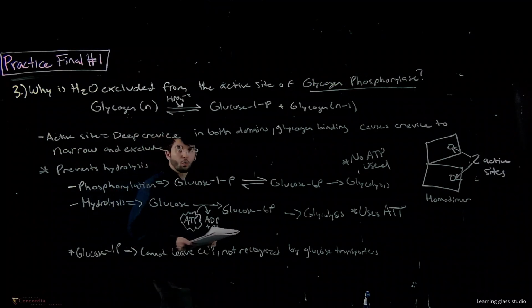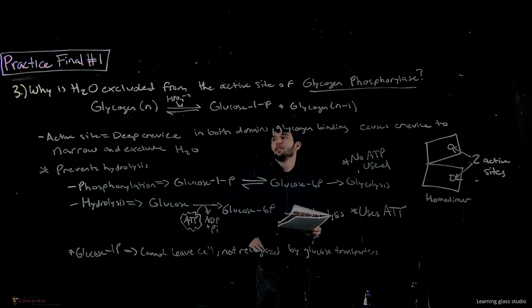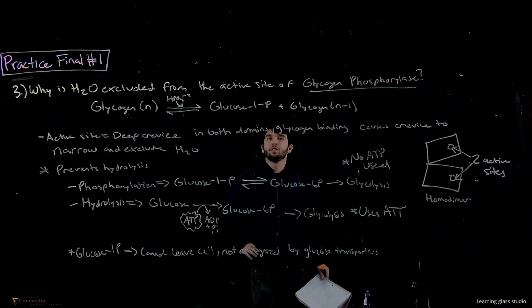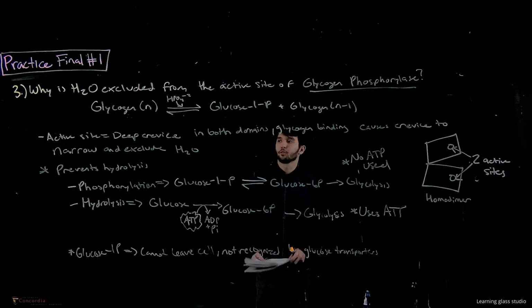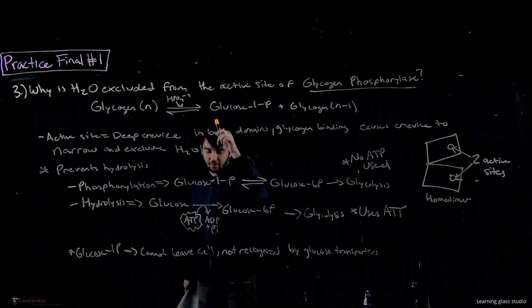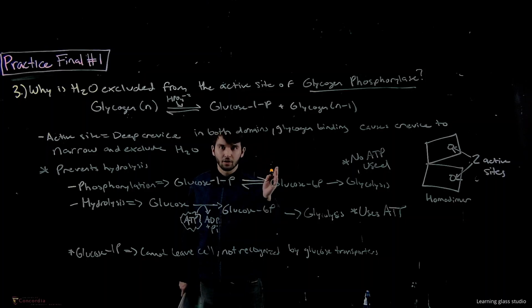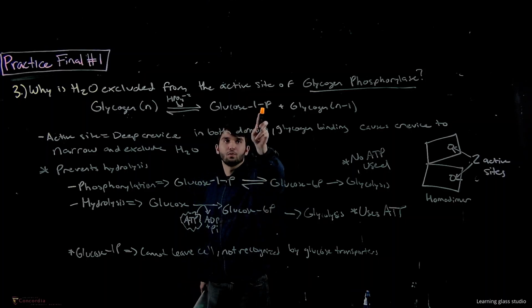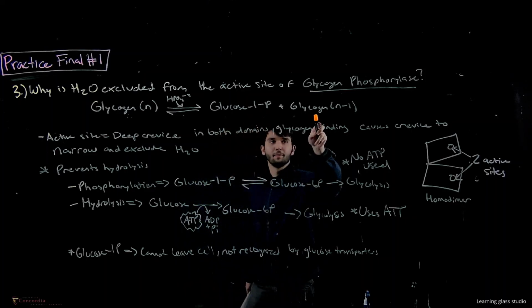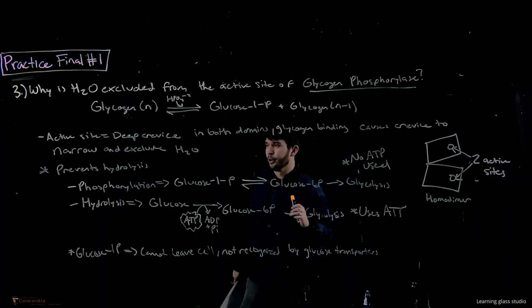Okay. Question 3. Why is water, H2O, excluded from the active site of glycogen phosphorylase? So glycogen phosphorylase is taking glycogen and using a phosphate group to take off one glucose from the glycogen to make glucose 1-phosphate, leaving behind glycogen with one less glucose.